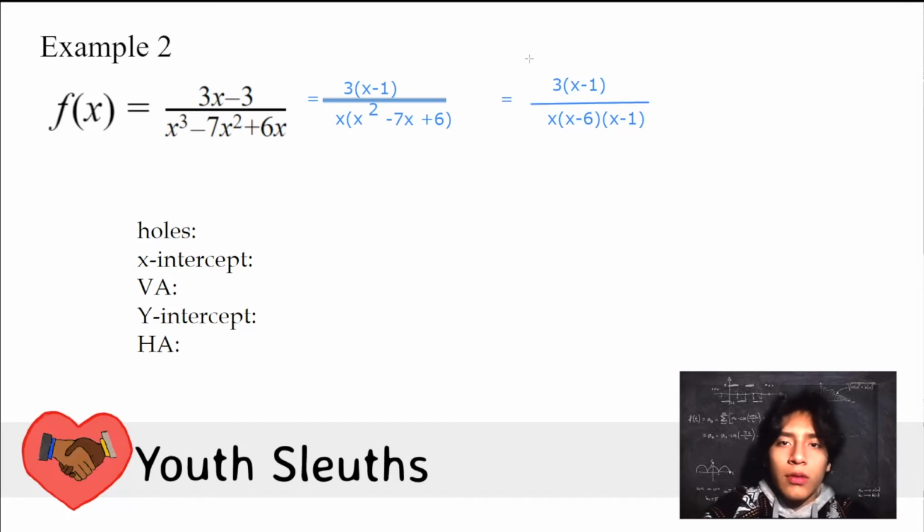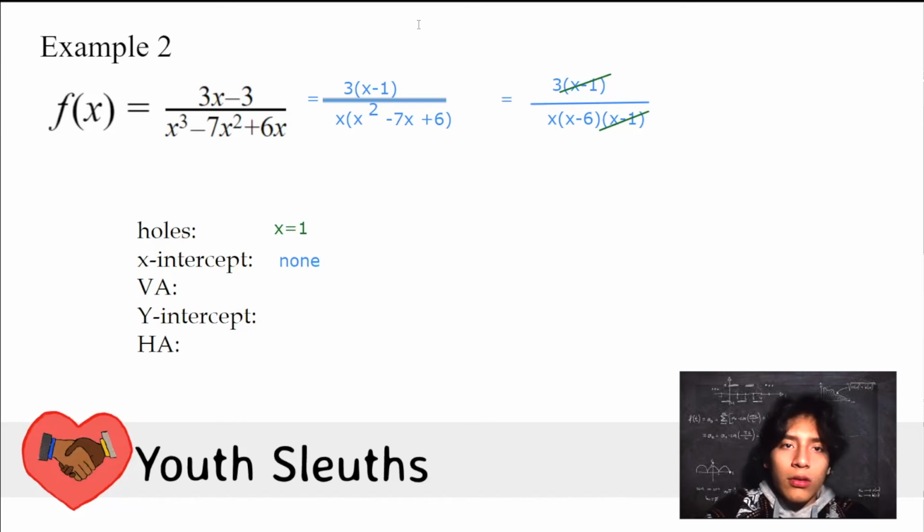The first thing we're going to do is find our holes. So we will cancel what we find in top and bottom, which is x minus 1 and x minus 1, meaning that our hole is x equals 1. Next are x-intercepts, which is just what we have on the top. But since we have no more variables on top anymore, we are just going to say we have no x-intercepts.